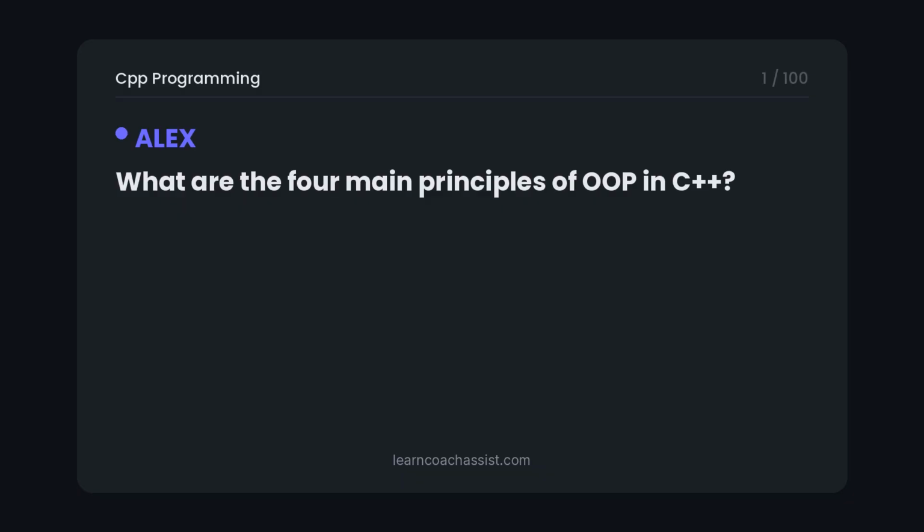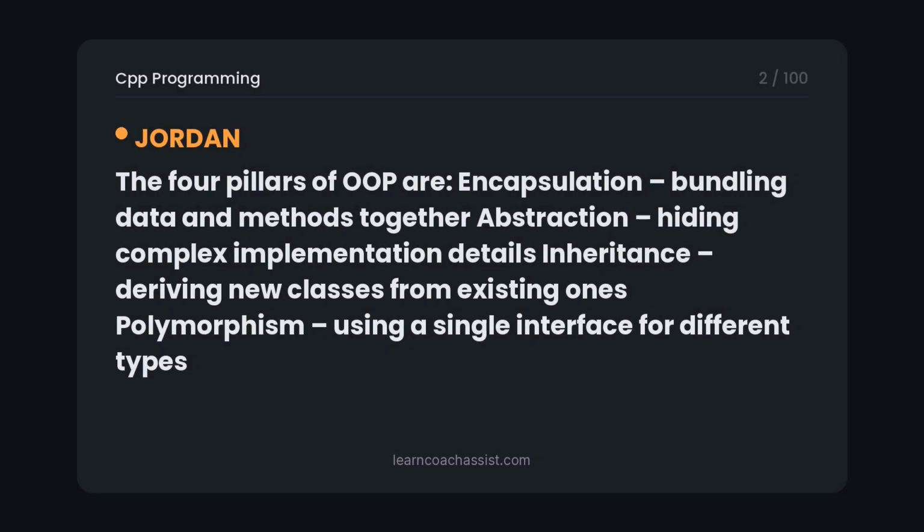What are the four main principles of OOP in C++? The four pillars of OOP are encapsulation, bundling data and methods together; abstraction, hiding complex implementation details; inheritance, deriving new classes from existing ones; and polymorphism, using a single interface for different types.